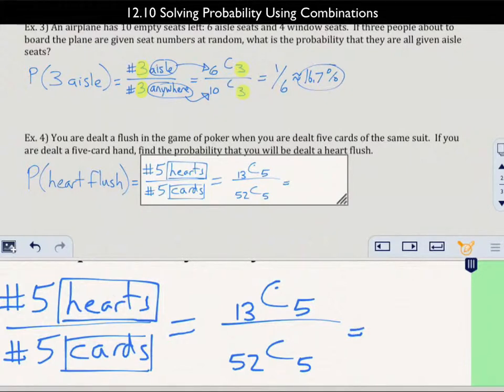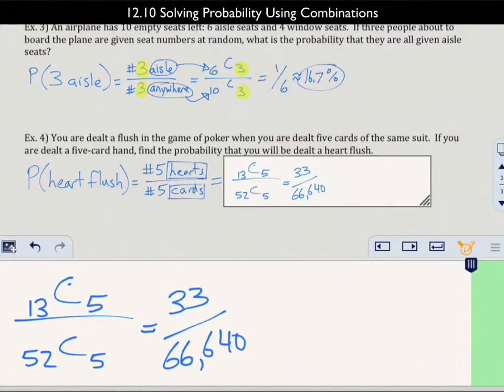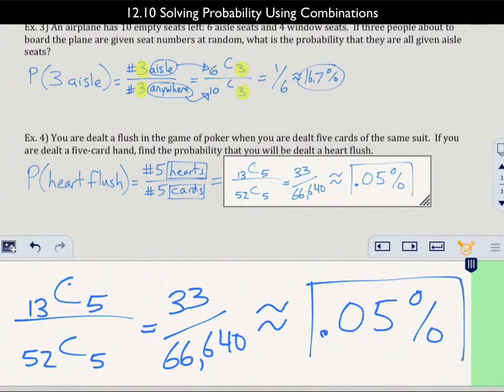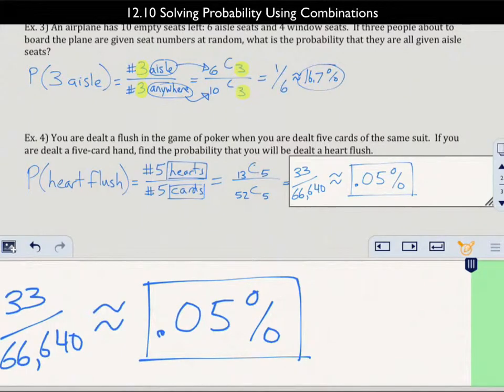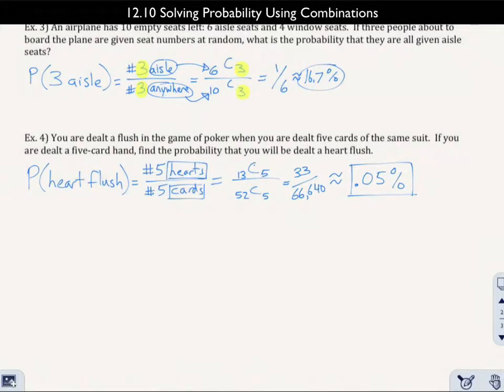And if we use a calculator, we end up with 33 out of 66,640, which is approximately 0.05%. So the chances of getting a heart flush when dealt 5 cards is very small. All right, let's move on.